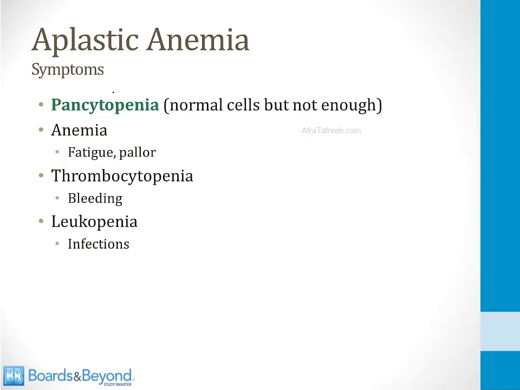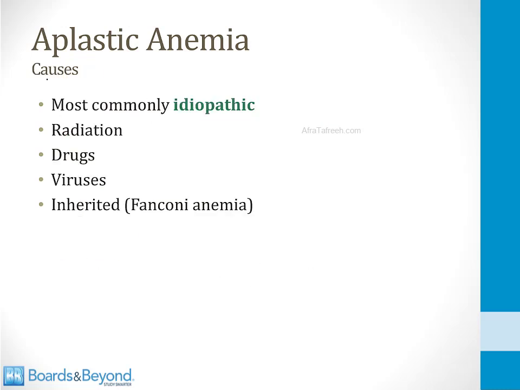The symptoms of aplastic anemia all result from the pancytopenia. There are normal cells but not enough of them being produced. So these patients will have a normocytic anemia and they can develop fatigue and pallor from the low red blood cell count. There will be thrombocytopenia, which can lead to bleeding, and there will be leukopenia, which can lead to infections. The syndrome of aplastic anemia has a number of causes.